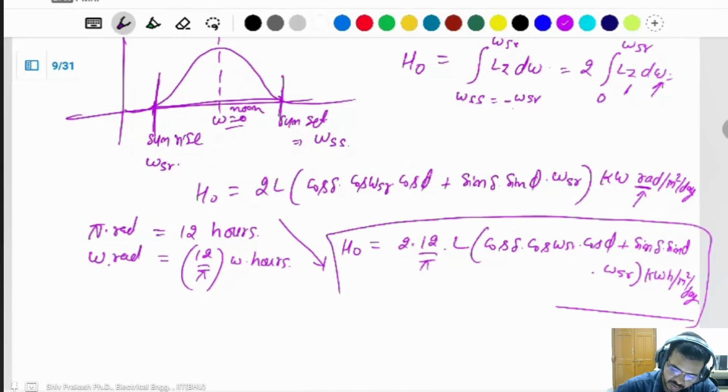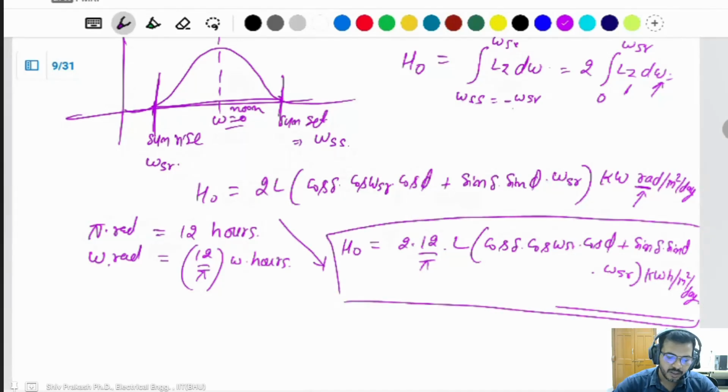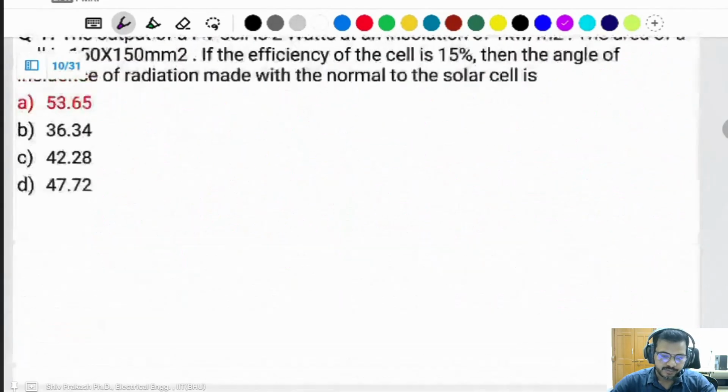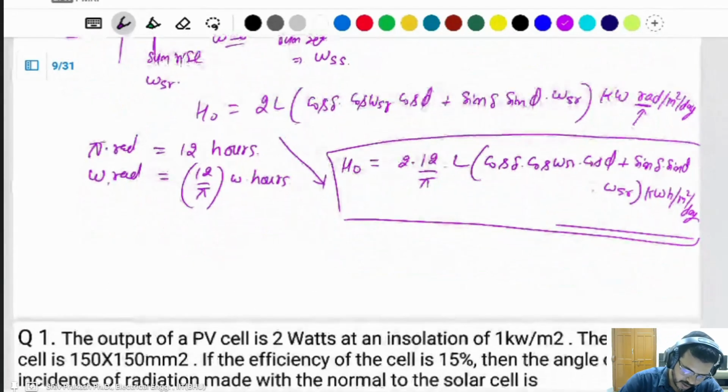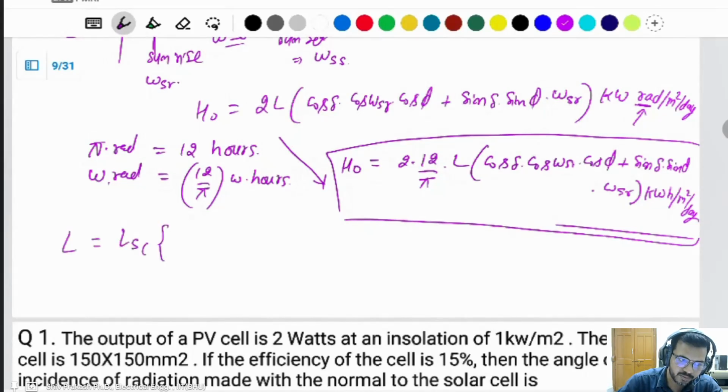So kilowatt hour per meter square per day. This will be the total insolation in a day, where L is the standard insolation. Then you can simply calculate L from the LSC formula, at the outside of the atmosphere of the earth.